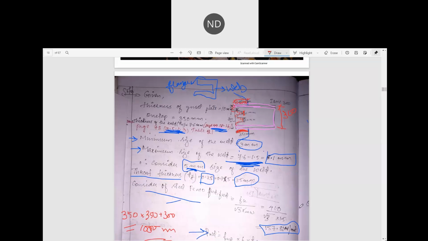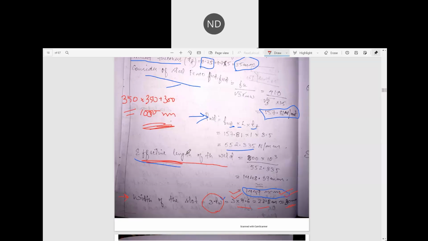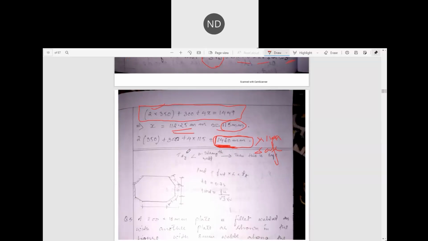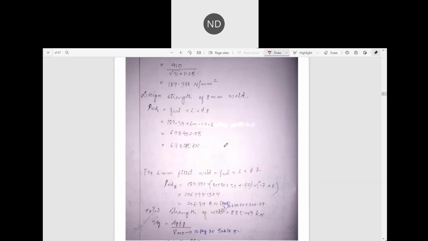Okay, fine. I think my battery is very low, it will shut down, so we'll stop here now. In the next class we'll take one more question on slot, these types of slots, differently.